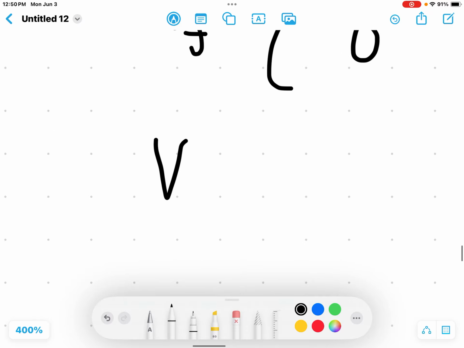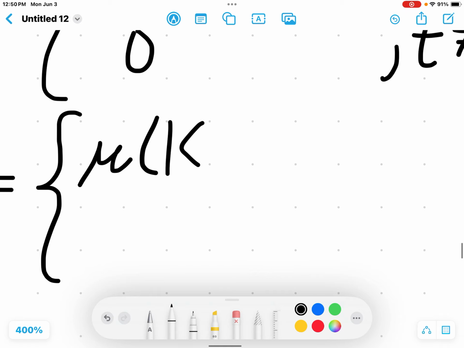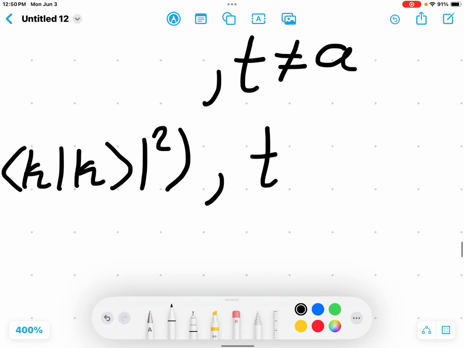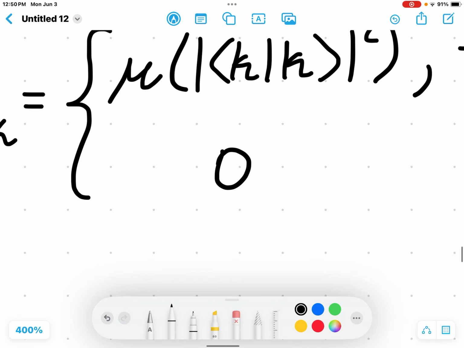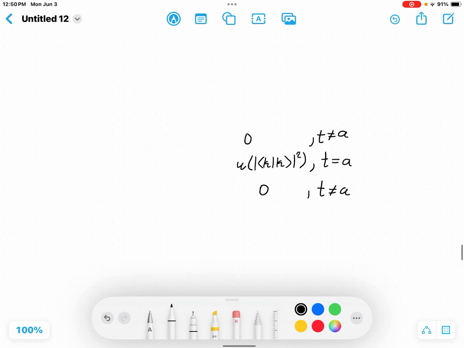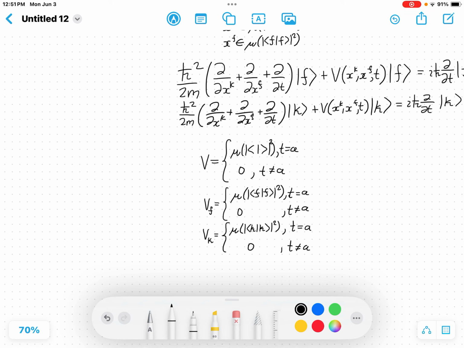And the potential function for the kindness wave function would then be the following. It would be the measure, you guys already know this, of the square of the probability amplitude for the k wave function when t equals a, and 0 when t is not equal to a. So when you guys solve the Schrodinger equation for this scenario, you will notice that you actually have to solve 4 of them. But the easiest to solve are usually the cases where this vanishes, of course.